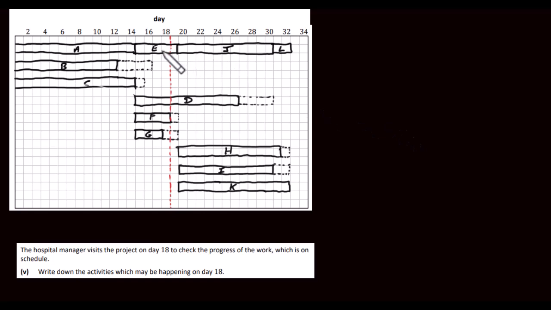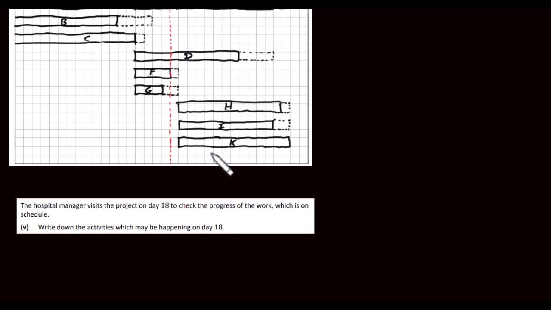So which may be happening on day 18? Well, we've got E has to be happening anyway, D is happening, F can be happening, and G can be happening as well. Remember, F could be finishing here, but F could have been pushed out 1 day because of this float time here. G could have been pushed out 2 days because it has a 2-day float time. So our answer here would be E, D, F, and G. And that's it for this question.